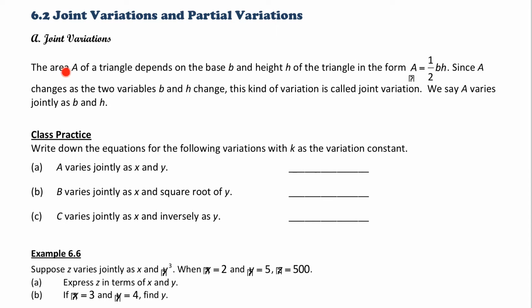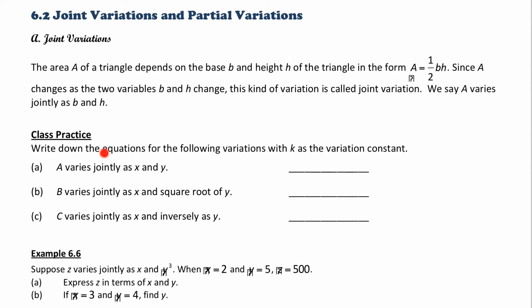For example, the area of a triangle depends on the base, variable b, and another variable, the height. So A is equal to 1 over 2 b times h. If the relationship between these variables is multiplication, we call it joint variation. So we say A varies jointly at b and h. That means the relationship between these variables is multiplication.